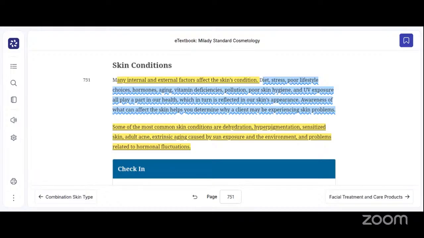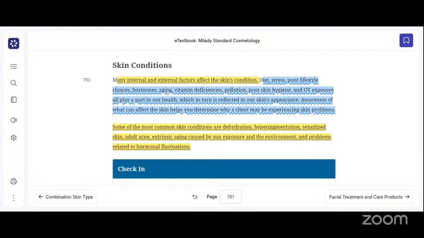We call it smoker skin. Sun exposure. Those sunburns, and sometimes we could be around the skin in the sun too long, and it causes our skin to have issues, and the environment. Things that are going on in our everyday environment can cause our skin to age. And problems related to hormones.